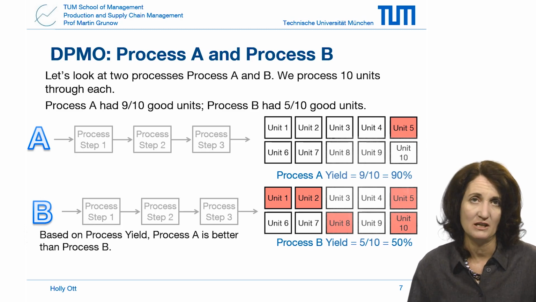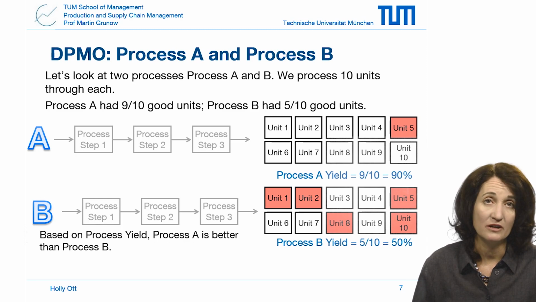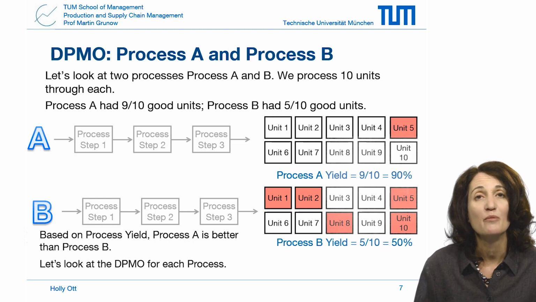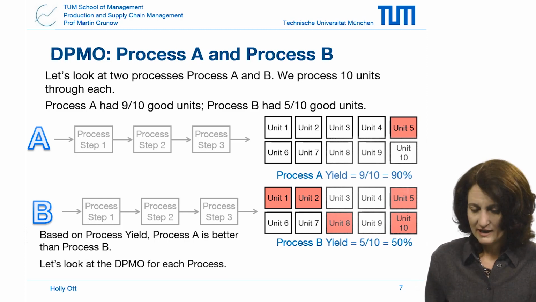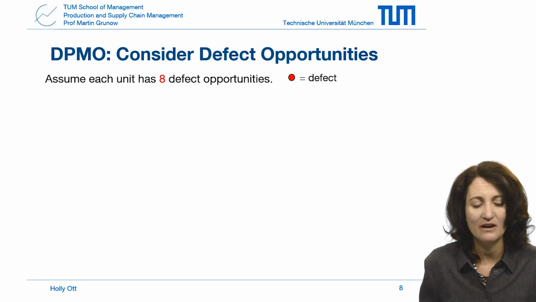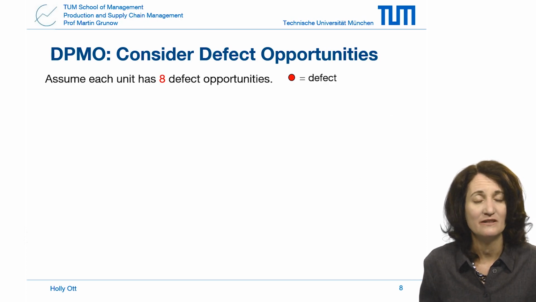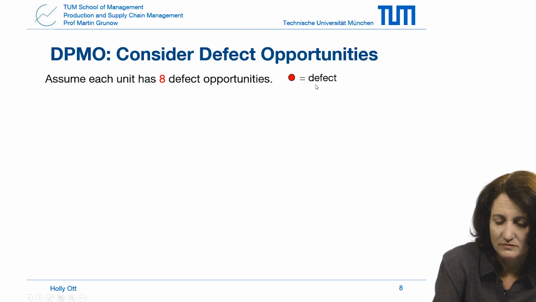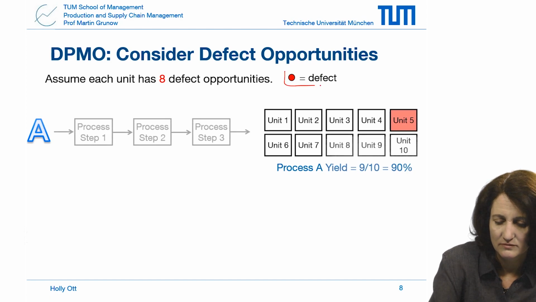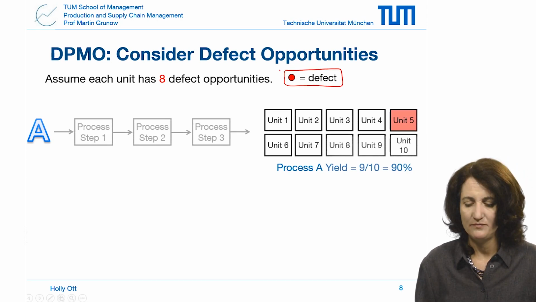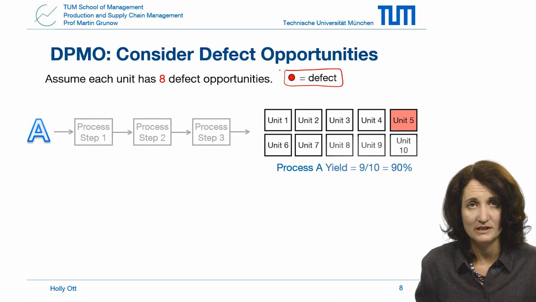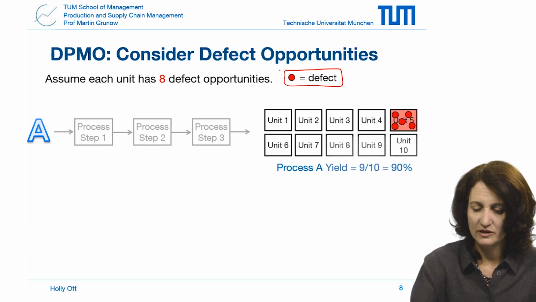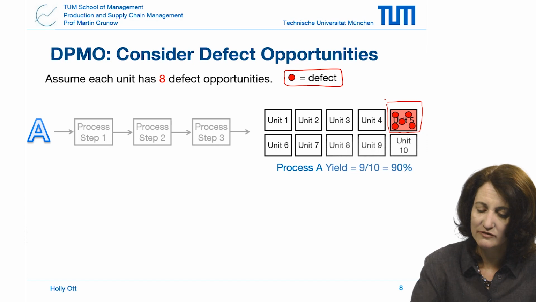Maybe they had a different machine. Maybe they used a different operator. So you're not sure, the processes should be the same. Let's look now, though, at the DPMO for each of these processes. And now we have to introduce actual defects. So each unit has 8 defect opportunities. And we indicate a defect by this little red dot here. Here we see for process A, remember for process A that Unit 5 was defective, and all of our defects have occurred on Unit 5 and it's officially defective.